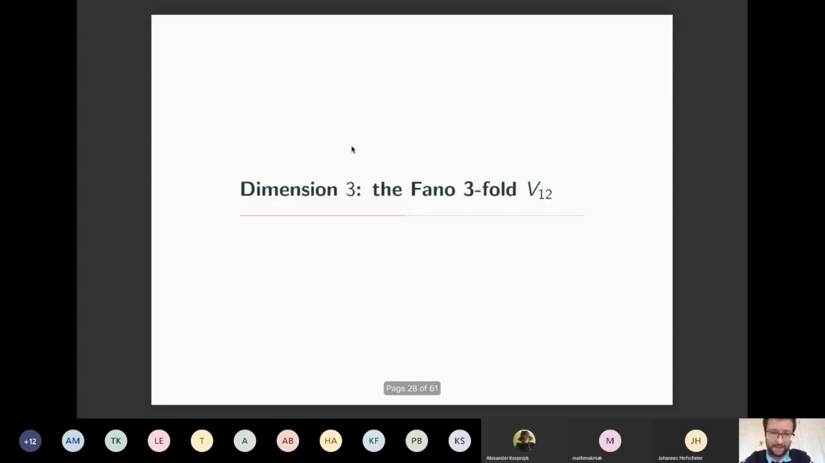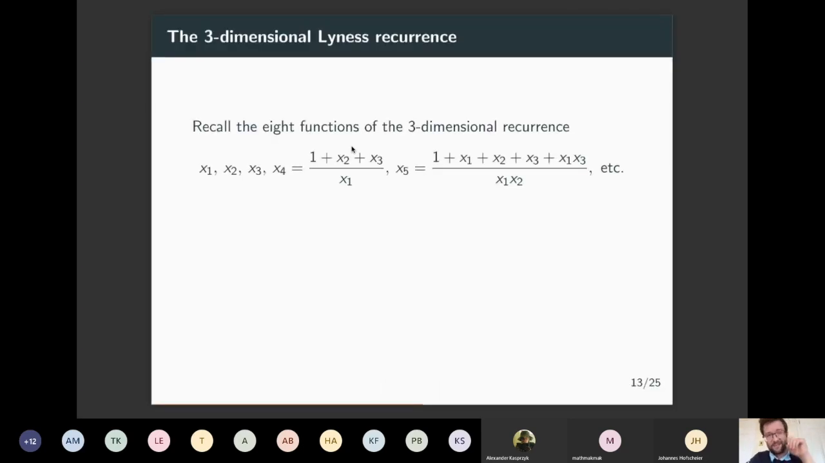So now let me jump up to the next dimension. So this is hopefully the fun part, and explain how to generalize this into dimension 3. So if you recall from the beginning of the talks, in the 3-dimensional case, I have 8 functions. So this map is periodic of period 8, and I've only written out the first 5 here because it's probably not that helpful to just see complicated Laurent polynomials.